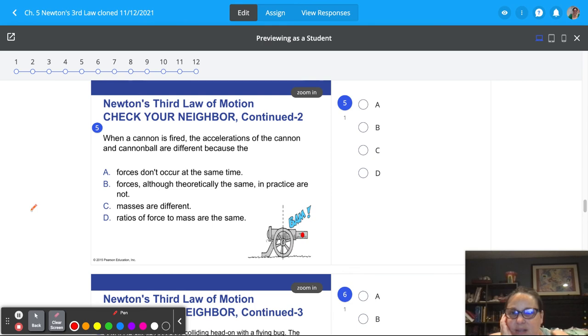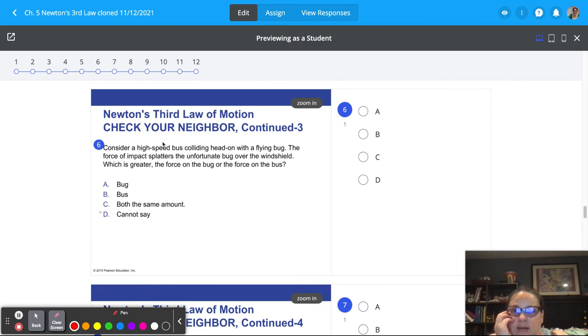Question 5 is asking you here, when the cannon is fired, the accelerations of the cannon and cannonball are different. Because why? So that was just explained. I just explained that in the previous section where I was talking about the comparable forces. So if you're not sure, go ahead and rewind and go back and listen to that again.